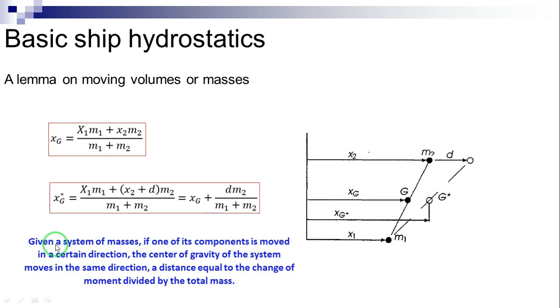Given a system of masses, if one of its components is moved in a certain direction, the center of gravity of the system moves in the same direction, a distance equal to the change of moment divided by the total mass.